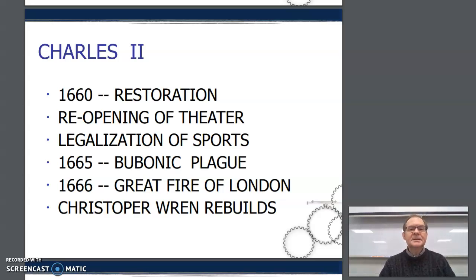But immediately, it seems, after they invited the royals back, there was disaster in the country. The Puritans, who were still around, said, well, that's it. God's punishing you for getting royals back in charge. But in 1663, 64, and the major outbreak in 65, there was a great outbreak of the Black Death, or the bubonic plague. And then in 1666, there was the Great Fire of London.